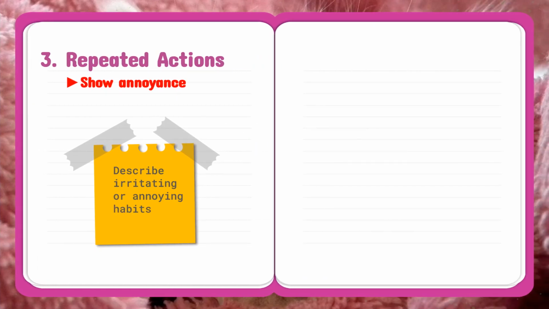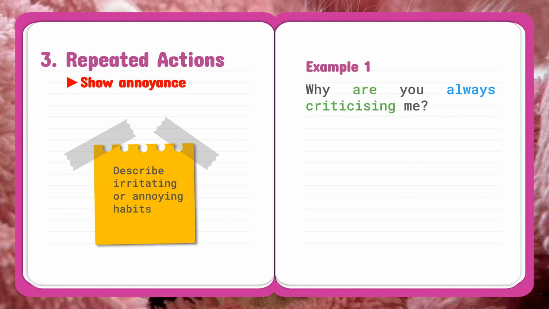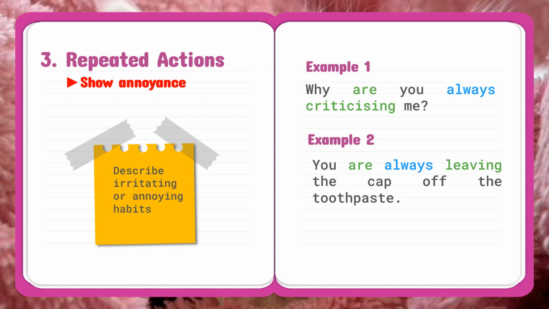We sometimes use the present continuous for repeated actions, and this is to describe annoyance. Okay? Now, number one, who would like to read this? Why are you always criticizing me? Yeah, why are you always criticizing me? Okay, good. Number two. You are always leaving the cap off the toothpaste. Really? Well, this is to show annoyance. Okay, you got it? Great. Number three. You're constantly arguing. Great.